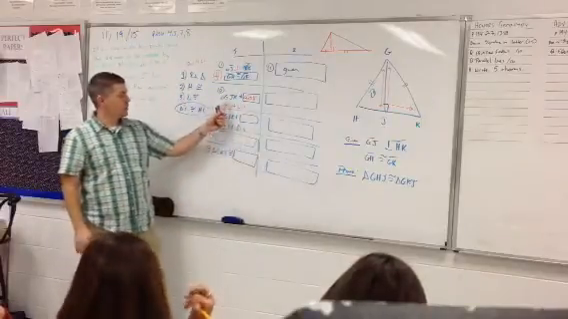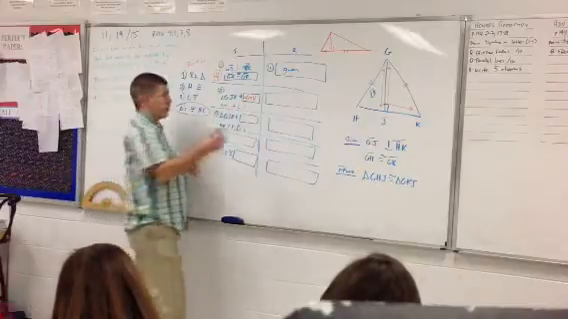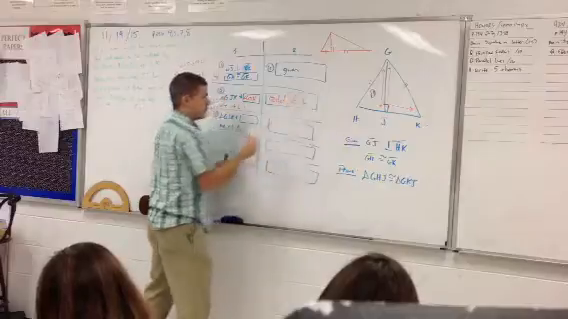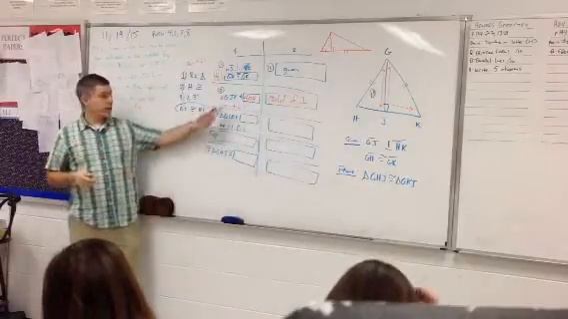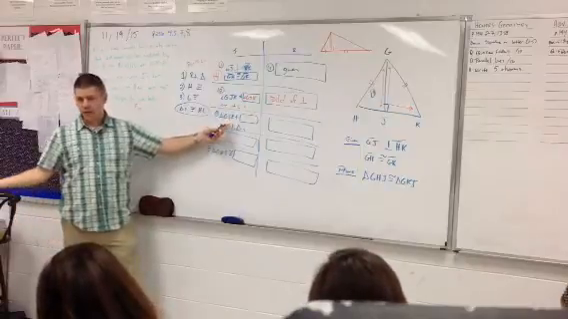So how do I know that GKJ and GJH are right angles? Definition of perpendicular, right? So did I call them right angles? Yes. So why do these things all of a sudden have to be right triangles?